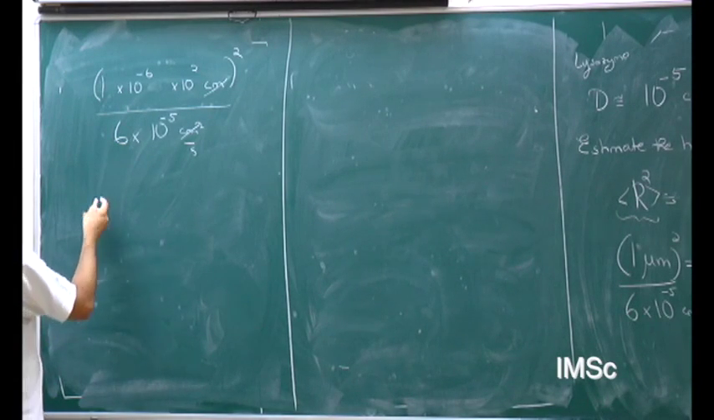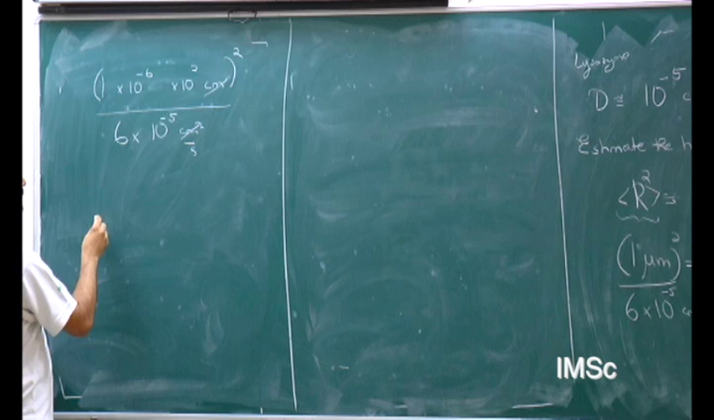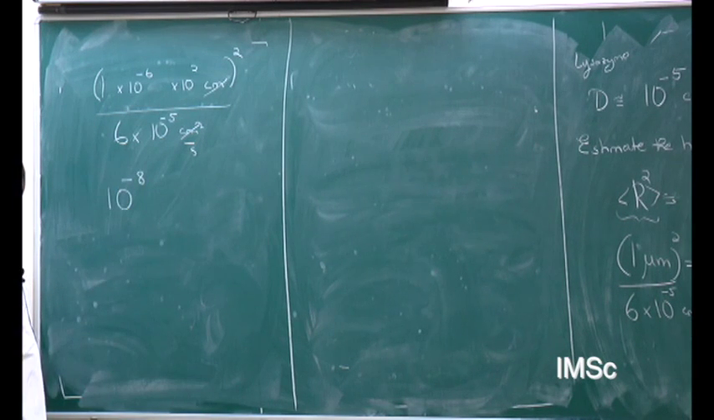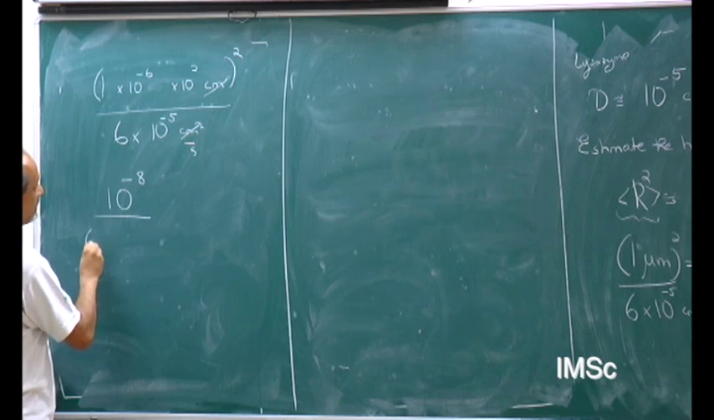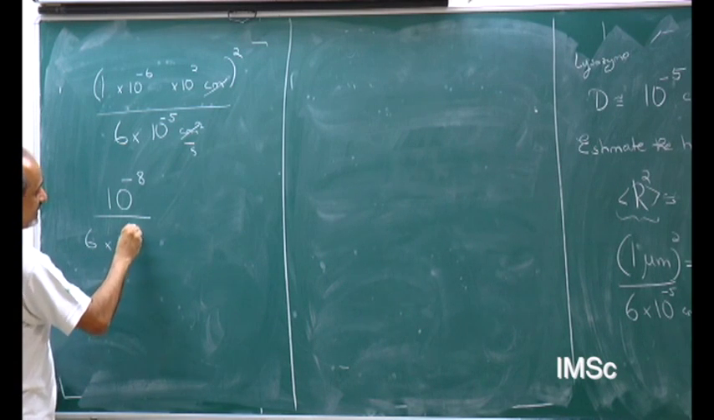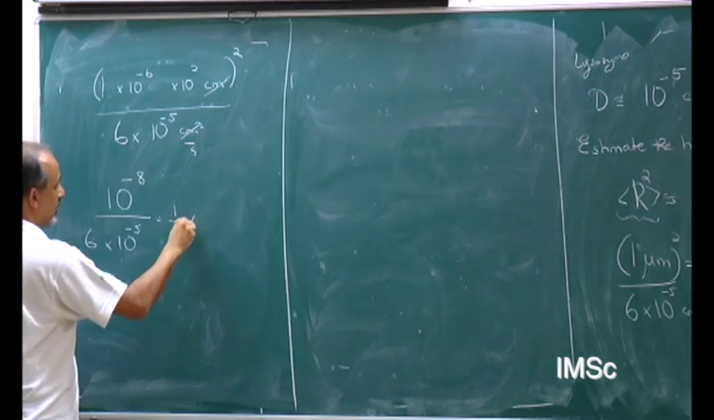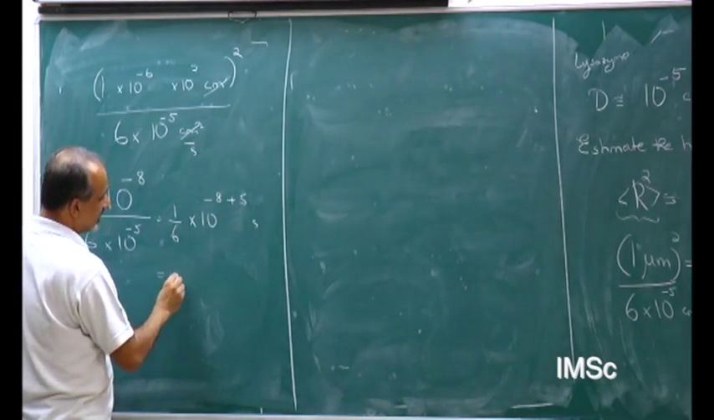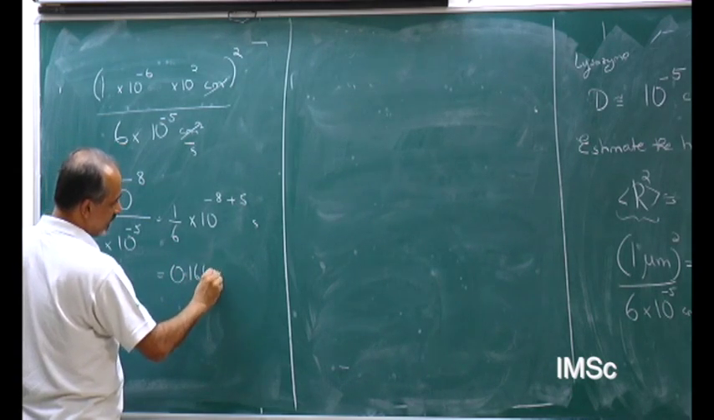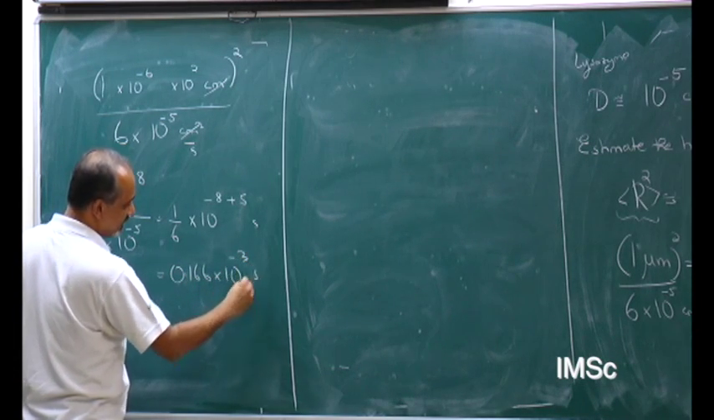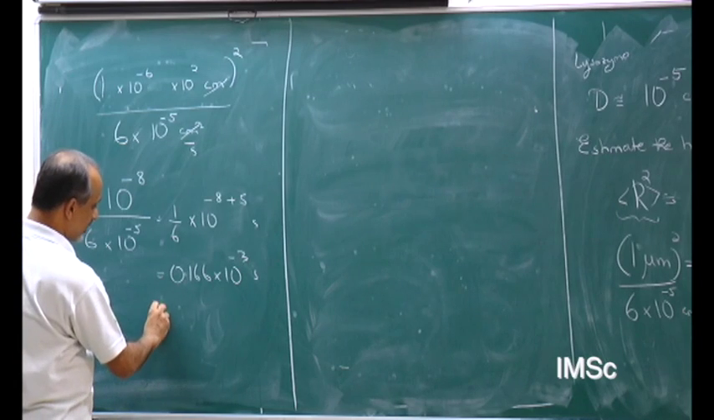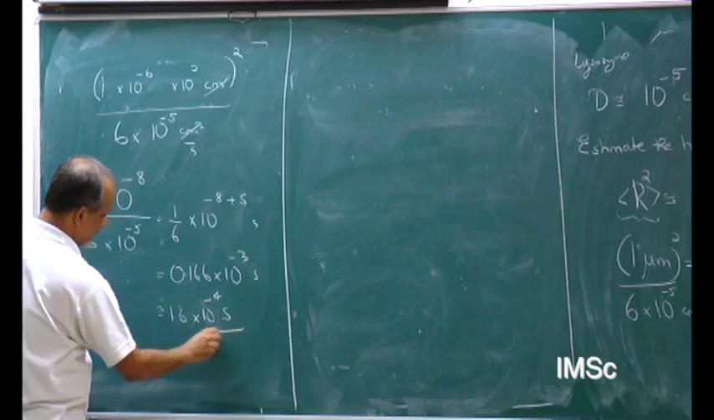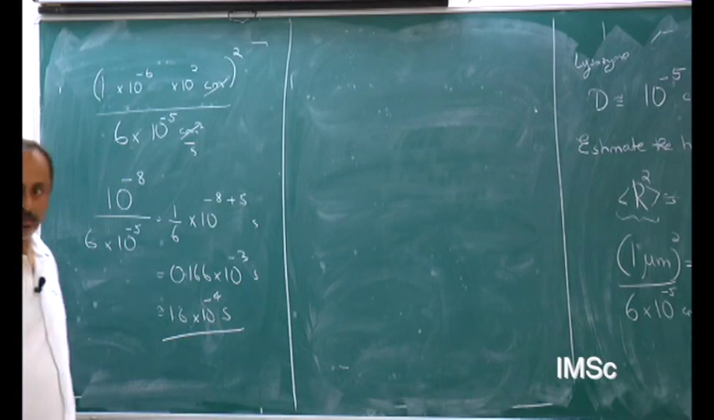So let us estimate this. 10 to the power minus 6 plus 2 is 10 to the power minus 4. 10 to the power minus 4 squared is 10 to the power minus 8. Correct? Divided by 6 into 10 to the power minus 5, which is 1/6 into 10 to the power minus 8 plus 5 seconds. 1/6 is 0.166 into 10 to the power minus 3 seconds, which is approximately 1.6 into 10 to the power minus 4 seconds. Is that correct? Is that what you get?